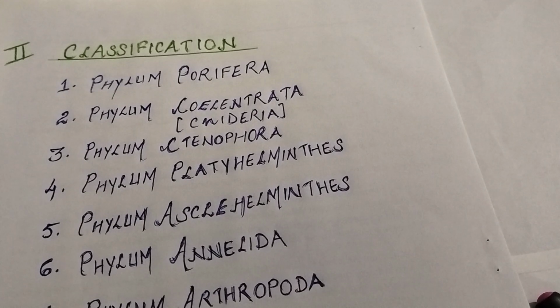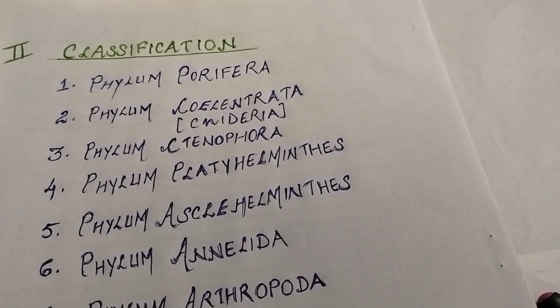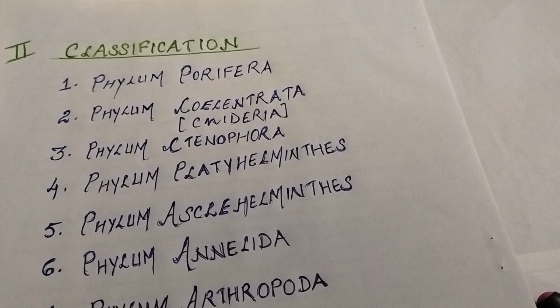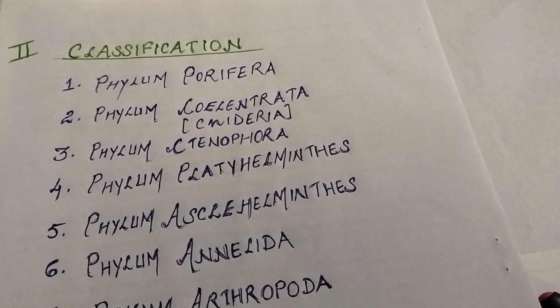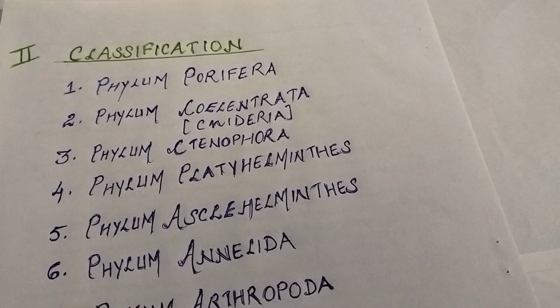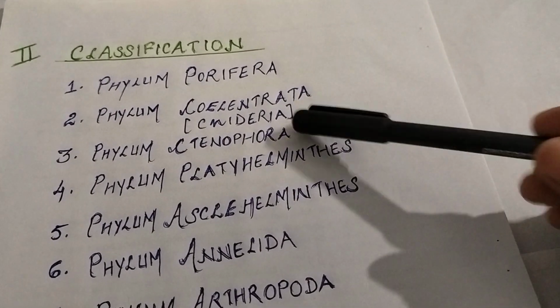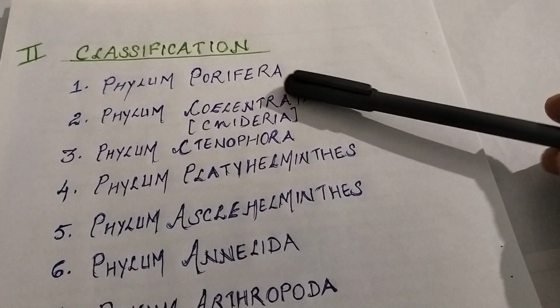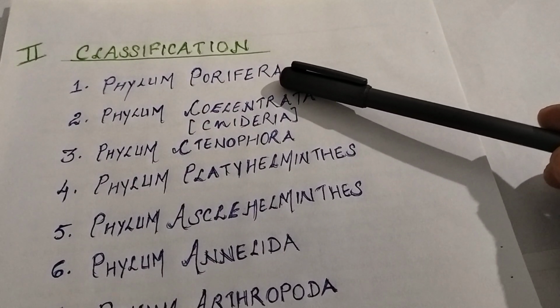Now continuing chapter 4, we will study the classification of animals. As we studied in our last lecture, the basis of classification of animals. On all those bases, the animal kingdom has been classified into various phyla. They are Phylum Porifera. The first and foremost phylum is Porifera, meaning they are the first animals.